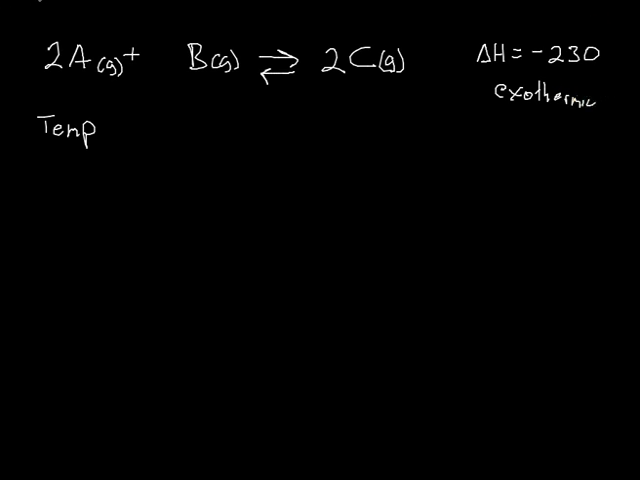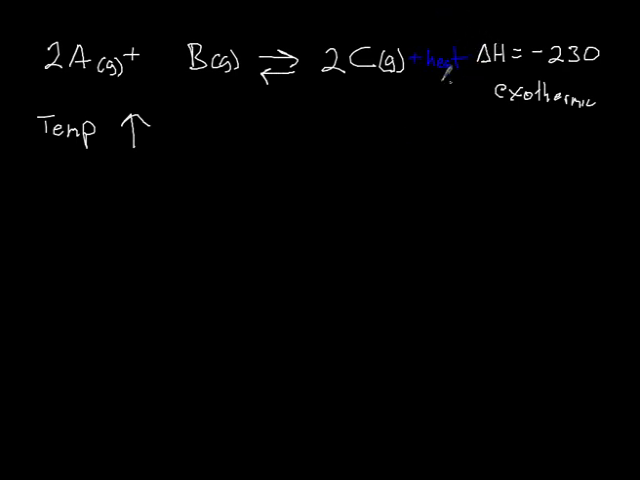And so I like to personally write plus heat. Heat's a product, so it's on the product side of the reaction because it's an exothermic reaction. We're producing heat. If it were endothermic, positive, then the heat would be over here on the left side. We'd be adding heat to the reaction. All right, so if we look at temperature, well, what happens if I increase the temperature? Well, I'm adding heat, which is on the right side.